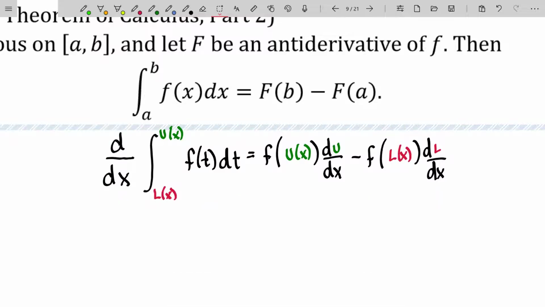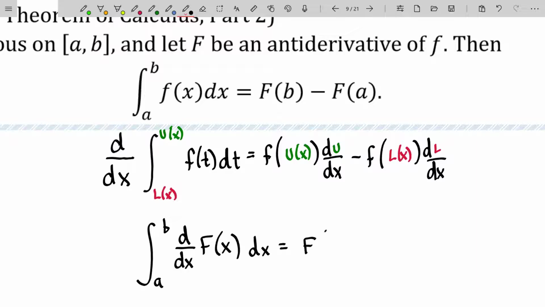right? So if I took the derivative of an integral, it would be f evaluated at the top times the derivative at the top minus f evaluated at the bottom times the derivative at the bottom. Now I'm saying if you want to take the integral from A to B of the derivative with respect to x of some function, that will be that function evaluated at the top minus that function evaluated at the bottom.